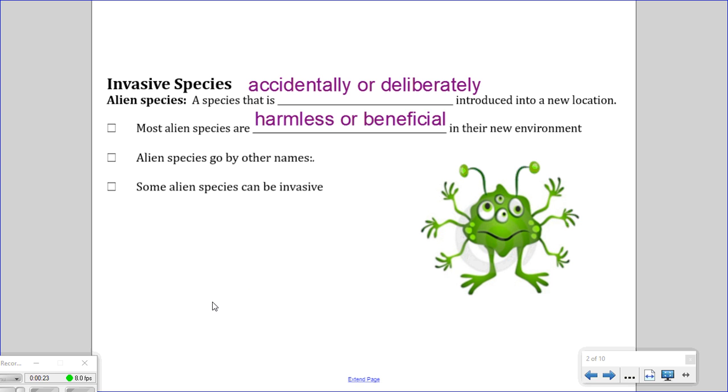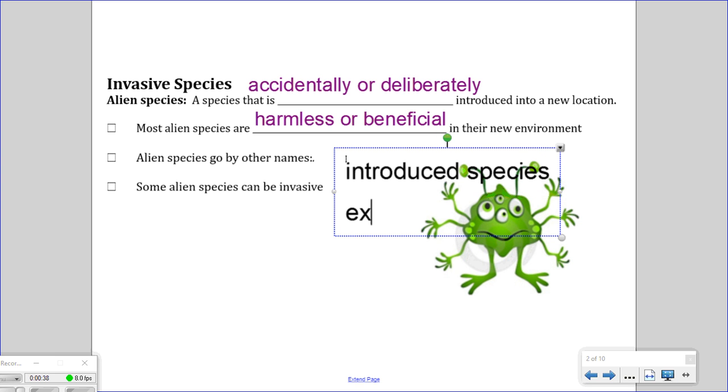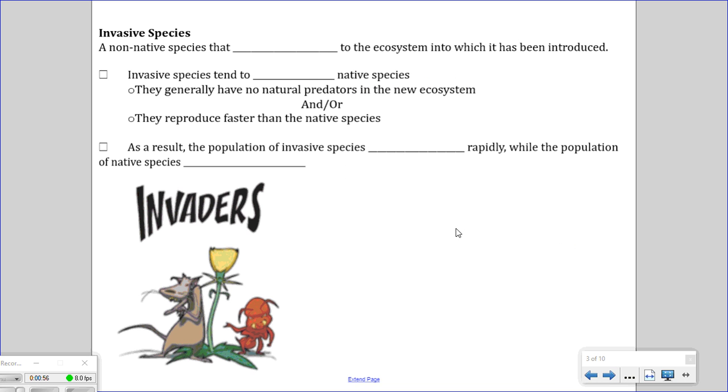Most alien species are harmless or beneficial in their new environment, and alien species can go by other names, which include an introduced species or an exotic species. So, several different names there for alien species. And then some alien species can actually be invasive. Invasive species are non-native species that cause harm to the ecosystem into which they have been introduced.